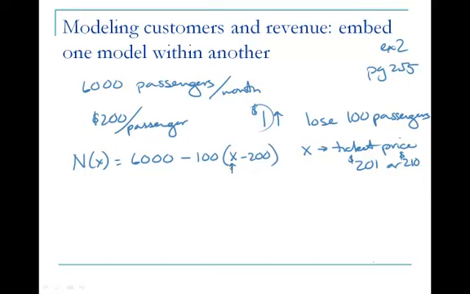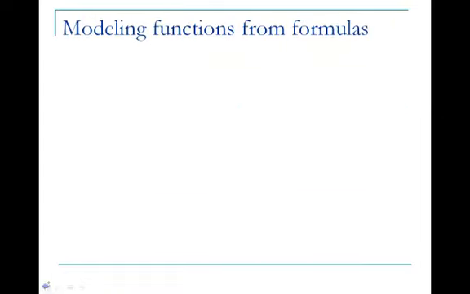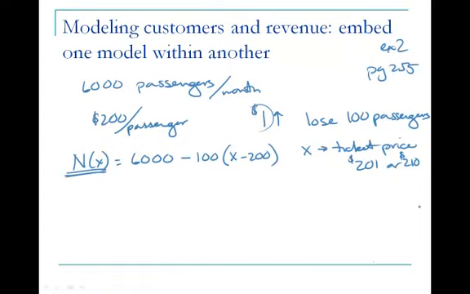If I raise the ticket price to 210, then I am going to have 100 times 10, and I'm going to lose 1,000 passengers. So that's the number of passengers based on how I change my ticket price x. So that's part A.